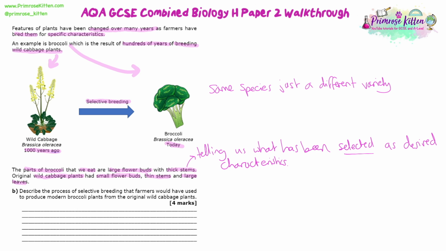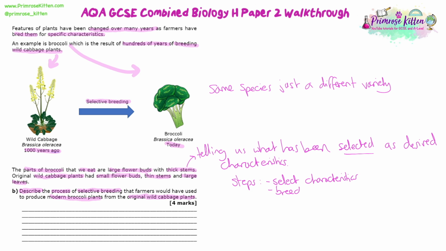So let's just briefly recap the steps of selective breeding that we would need to write down for any selective breeding question, not just this one. And then we can have a think about how we're going to turn that into sentences. So this is what I do for any long answer question. It's a 4-mark question. Anything where you've got a process and it's outlining steps in order, make sure you write these down, like do a little brain dump before you write out the actual answer.